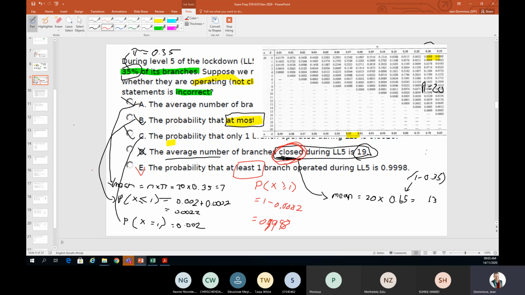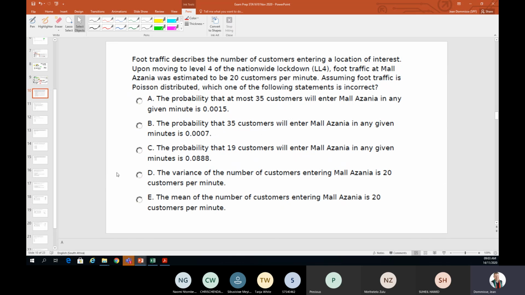Okay, let's go on to the next one. Here they tell us, Poisson, which is quite cool. Foot traffic describes the number of customers entering a location of interest upon moving to level 4 of a national lockdown. Foot traffic at Mall Azania was established to be 20 customers per minute.